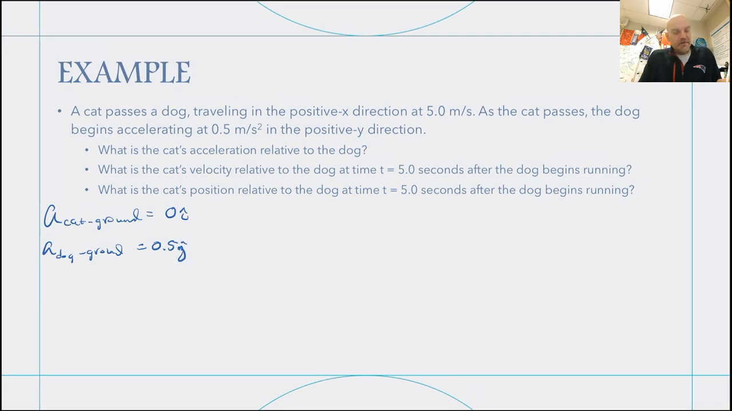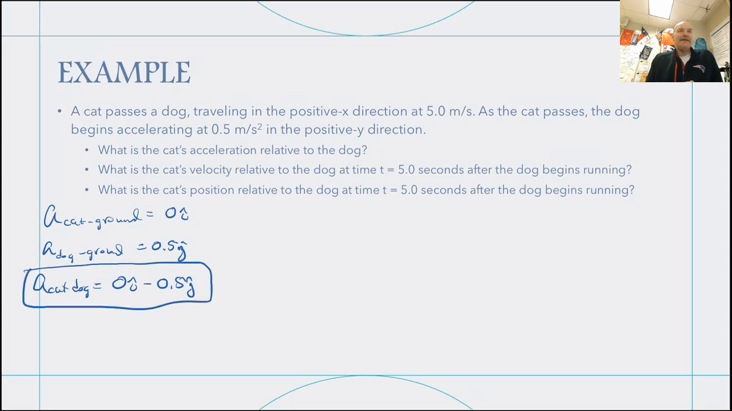So essentially what we need to do is subtract out that ground. So a cat-dog is going to be 0 i hat minus 0.5 j hat. And this is the acceleration of the cat in regards to the dog. Remember, the dog is running at it, but the cat is running away from the dog. So that's why it has a negative acceleration in reference to the dog.